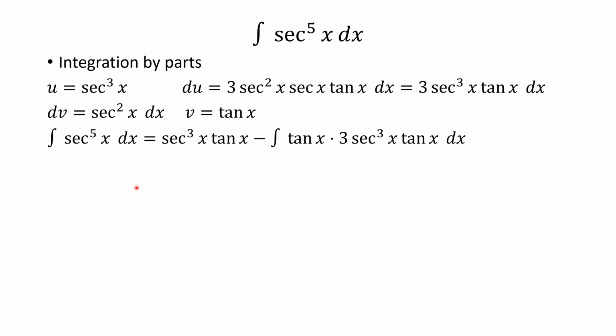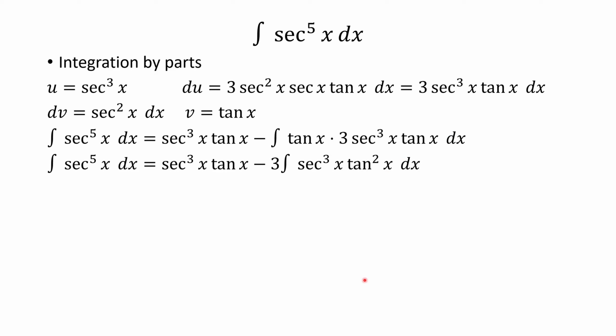So, using the integration by parts formula, we can rewrite our integral, the integral of secant to the fifth, as uv. So here we have u times v minus the integral of v du. And this is our du here. So we just applied the integration by parts formula.